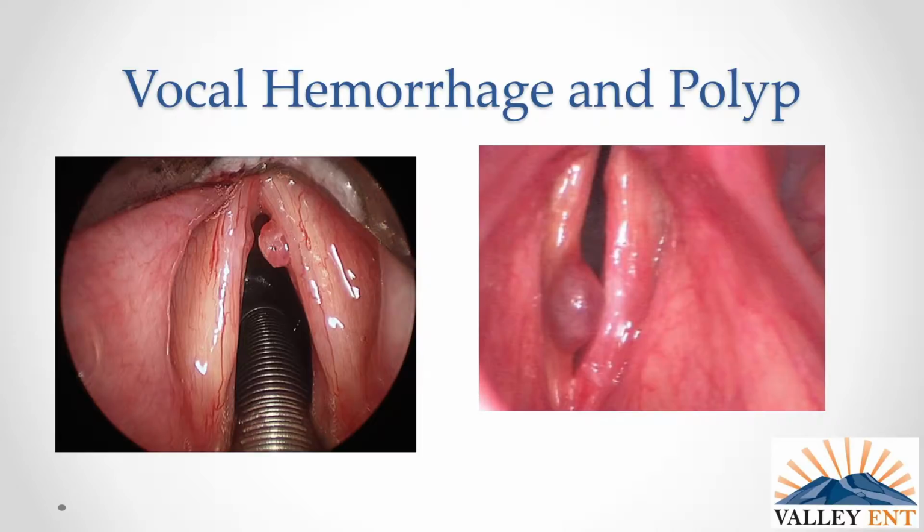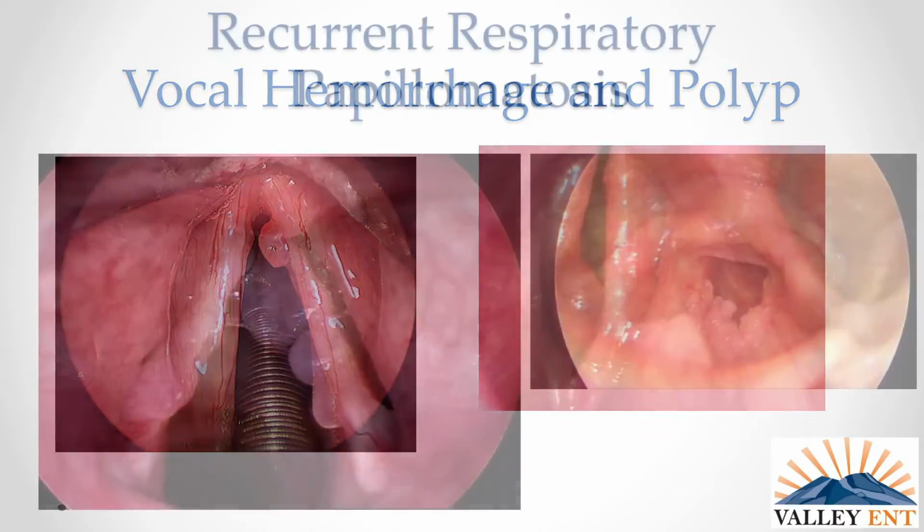And then if they're on some aspirin or they really belt it, and it ruptures, and then they get a little hemorrhage, and that hemorrhage will then organize into a cyst called a vocal polyp or a hemorrhagic polyp. And we try to let these go away with speech therapy. Sometimes they have to be cut off.